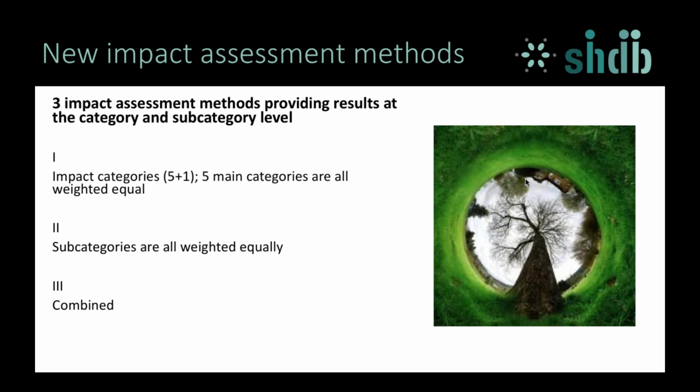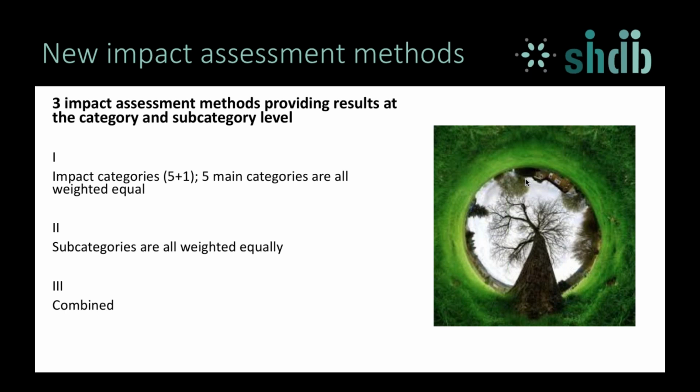The new impact assessment methods, there are 3 now. One is weighting the impact categories equally. So we don't have the same number of subcategories for each impact category. When we weight the impact categories equally, that means that the subcategories become not weighted equally, and vice versa. So we now have an impact assessment method with the impact categories weighted equally, and then another one where the subcategories are all weighted equally, and a third one that combines both approaches. And we tend to use the combined impact assessment method in our studies.